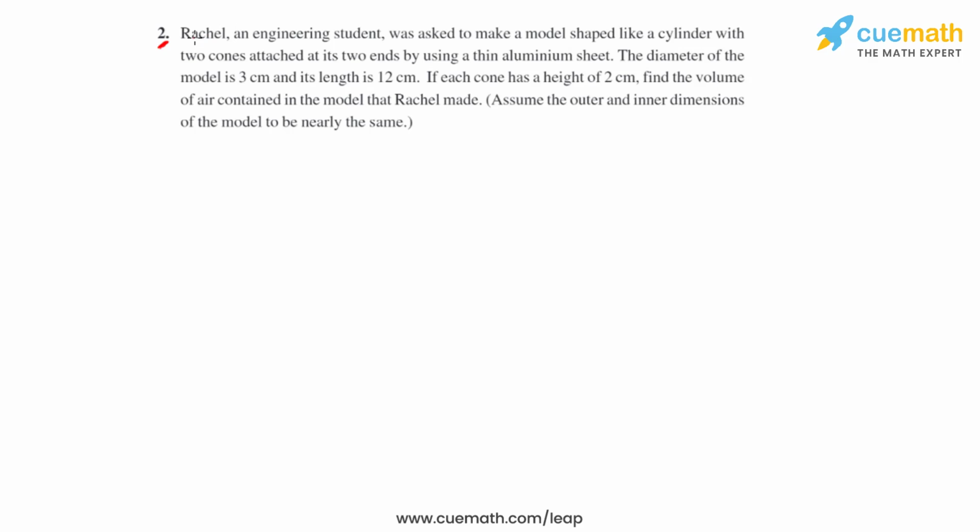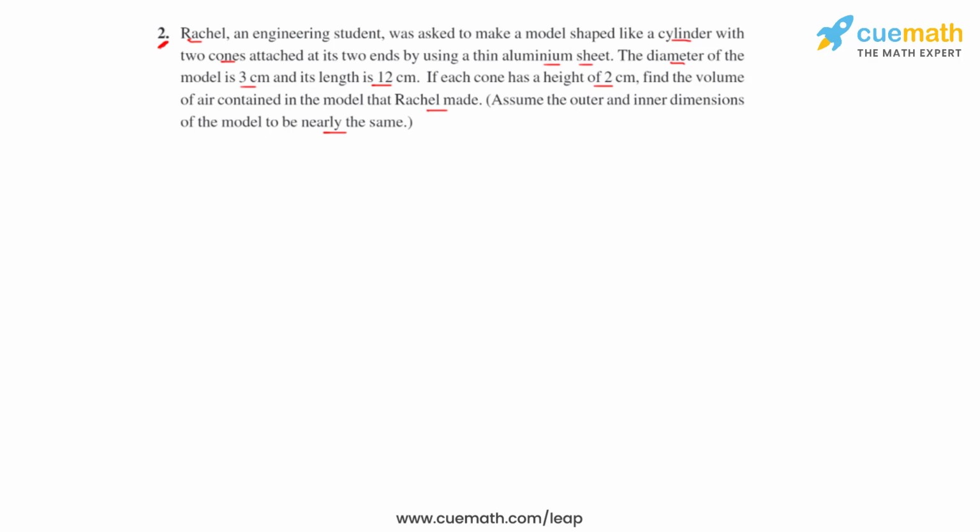Question number 2 says that Rachel, an engineering student, was asked to make a model shaped like a cylinder with two cones attached at its two ends by using a thin aluminium sheet. The diameter of the model is 3 centimeters and its length is 12 centimeters. If each cone has a height of 2 centimeters, we have to find the volume of the air contained in the model that Rachel made. We have to assume that the outer and inner dimensions of the model are nearly the same.